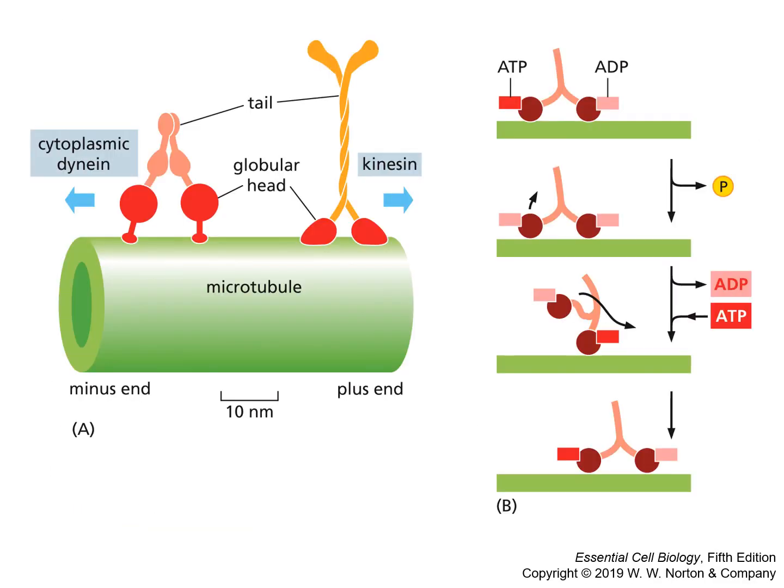So let's look at the picture. As you can see here, you can see both the dyneins and kinesins. Those are motor proteins that utilize ATP hydrolysis to transport certain cargo molecules along the tracks of the microtubule. Their directionality of movement will depend on the plus or the minus end of the microtubule.